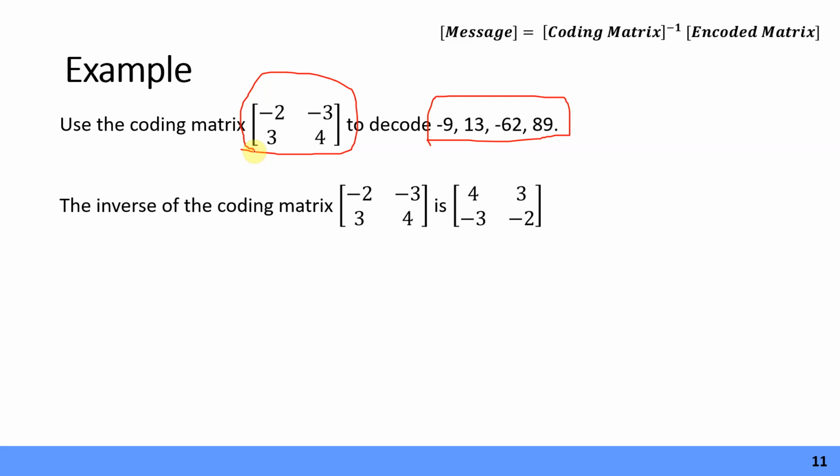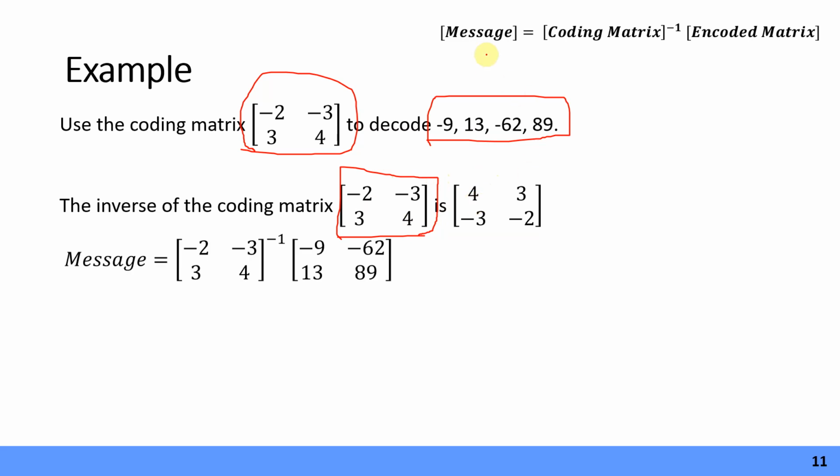With your permission, I did cheat because we already found the inverse of this one in a previous example. If you do not have the inverse, you do have to go out of your way and find the inverse first. But I'm sorry, we did this one together already. If you're not sure what I'm talking about, look at a previous example. There's an example where we start with this and you found the inverse. Okay, so this is the inverse.